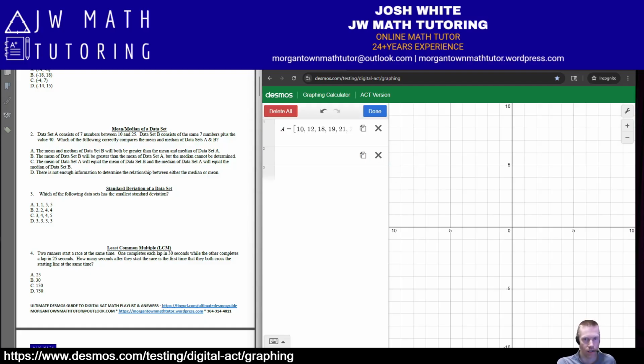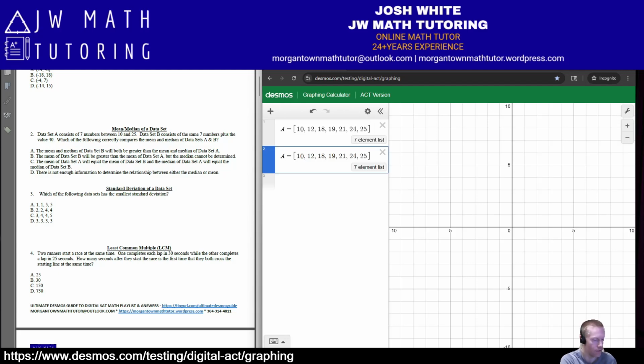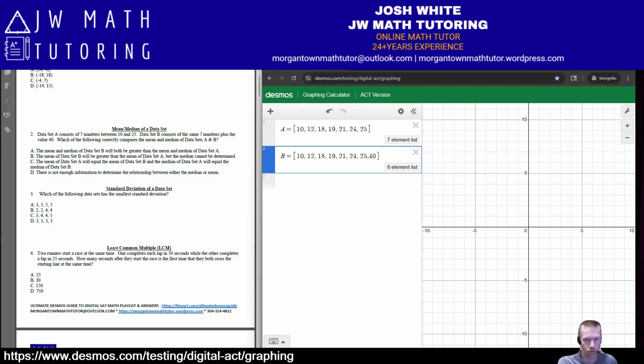Let me copy this. Now for set B, it's the same 7 numbers, so I'm going to add 40. Okay. Scroll over. All right. So now I'm going to compare the mean of A. Now I don't have to retype all the numbers. And I'm going to compare the mean of B.